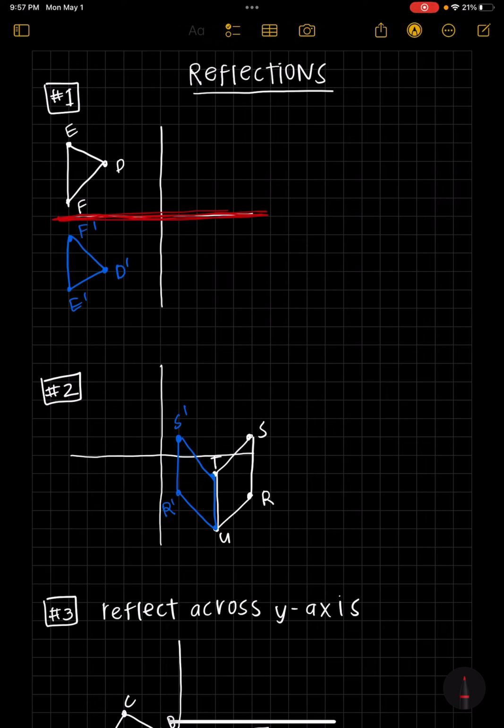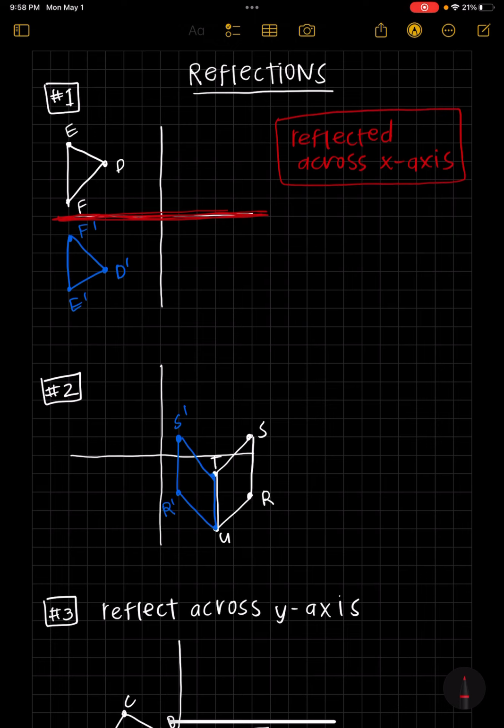Now the goal here is to actually find out what is the equation for that line? That is the x-axis. So we would just say it reflected across the x-axis. And that would be our answer.